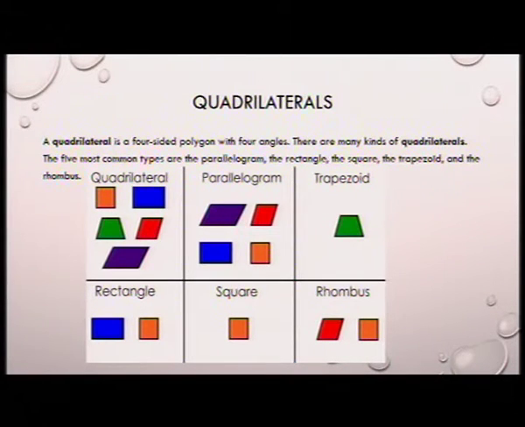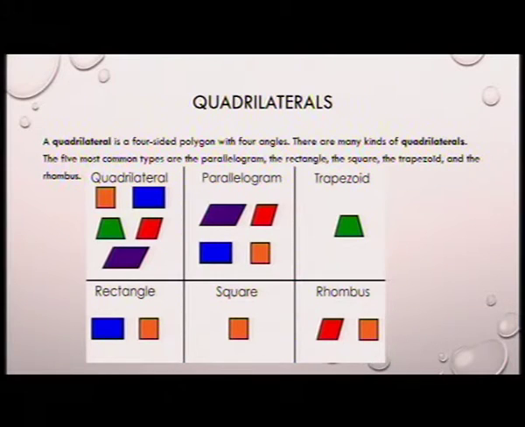Now, quadrilaterals. Quadrilaterals are four-sided polygons with four angles. There are many kinds of quadrilaterals that you need to know. The five most common types are the parallelogram, the rectangle, the square, the trapezium, and the rhombus. Now, I have given you some drawings there so that you can know how a quadrilateral looks like. When you talk about a quadrilateral, those ones on that side are all qualifying as quadrilaterals. And the parallelograms are those ones, all those objects.